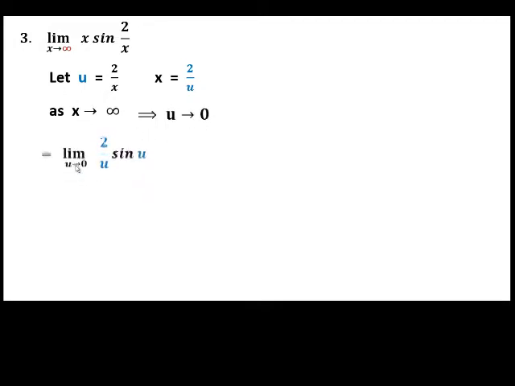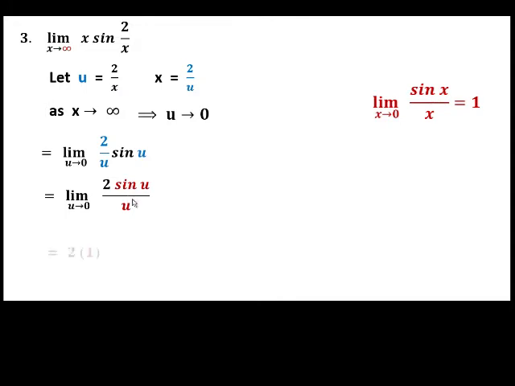So our limit function this time is in terms of u. So x is 2 over u, and sine of 2 over x is sine u, as u approaches 0. We will rearrange the expression so that we have sine u over u, and making use of the theorem, this sine u over u is equal to 1. So as we evaluate the limit, this becomes 2 times 1, or equal to 2.